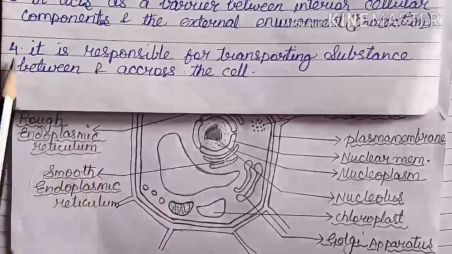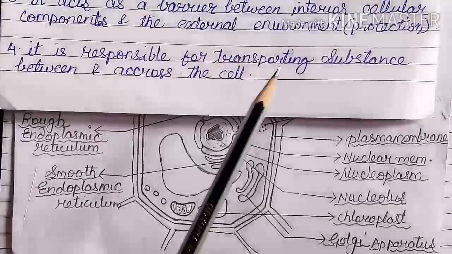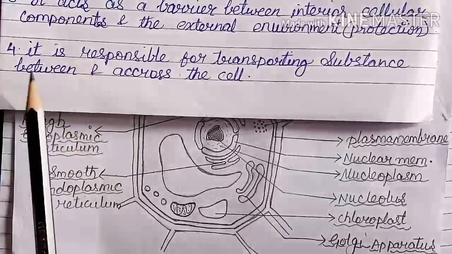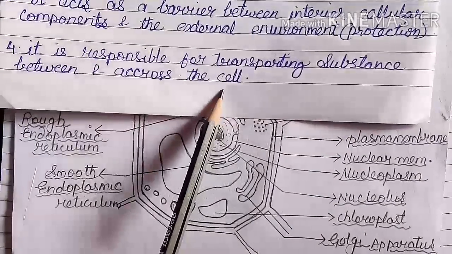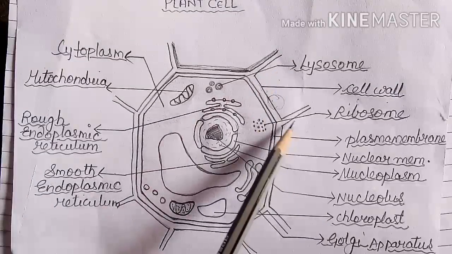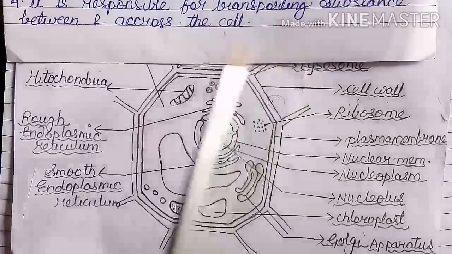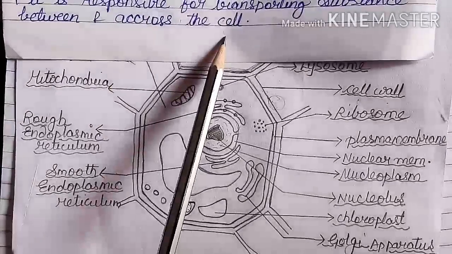Now the fourth and last point, it is responsible for transporting substances between and across the cell. We can easily say that as it is the outer layer, it helps in transporting substances between and across the cell.